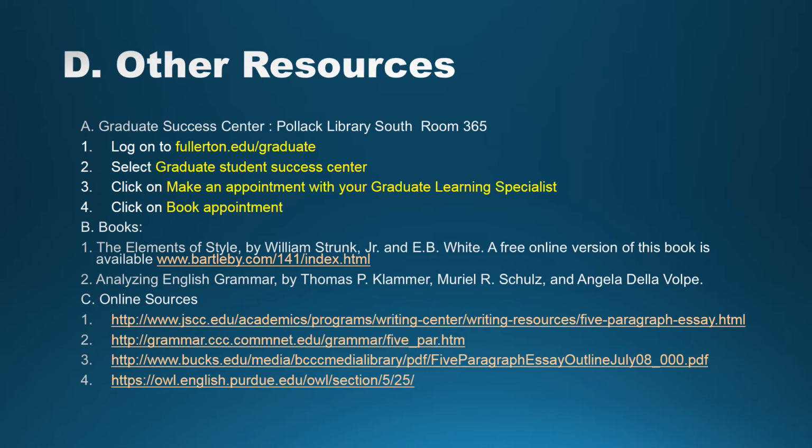First and foremost, California State University Fullerton offers students the Graduate Success Center, which is located in the Pollock Library South, room 365. You can set appointments with a graduate learning specialist following the steps listed in section. In addition, there are other books that students can consult with regard to their grammar, and there are online sources that are very popular ways to improve on their English grammar and writing skills, which are also mentioned on this slide.